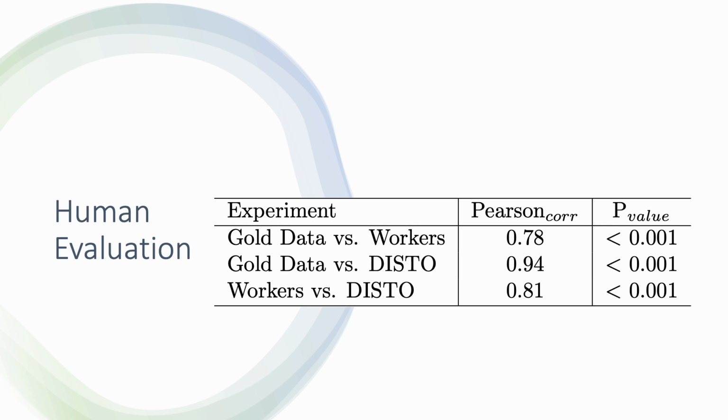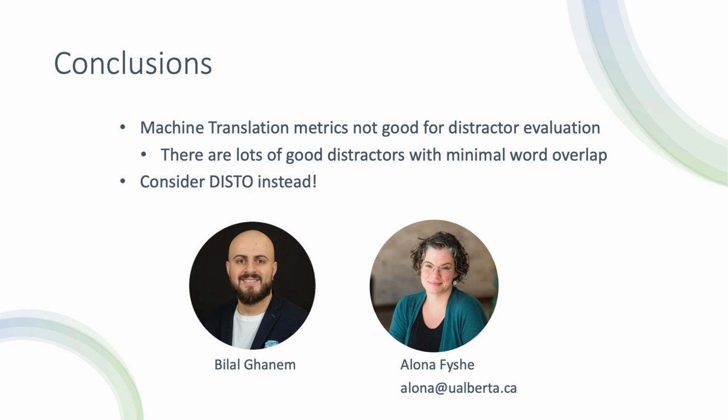And we also have quite high correlation between DISTO and the gold data because, of course, DISTO was trained on data from the same distribution as the gold data we used here. But of course, this gold data was from the test set. DISTO wasn't trained on these specific examples. So this shows us that DISTO is a good proxy for what people think are good or bad distractors.